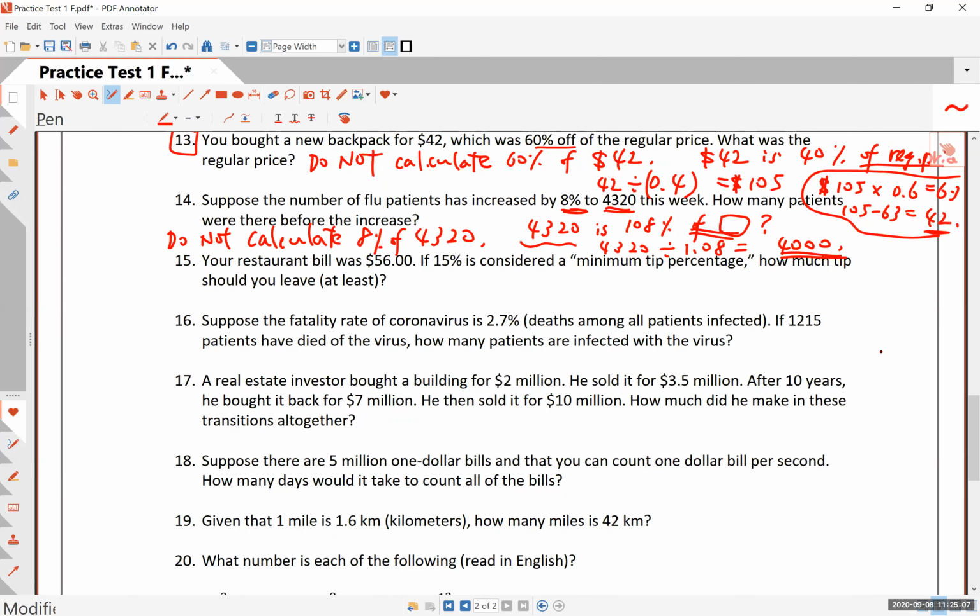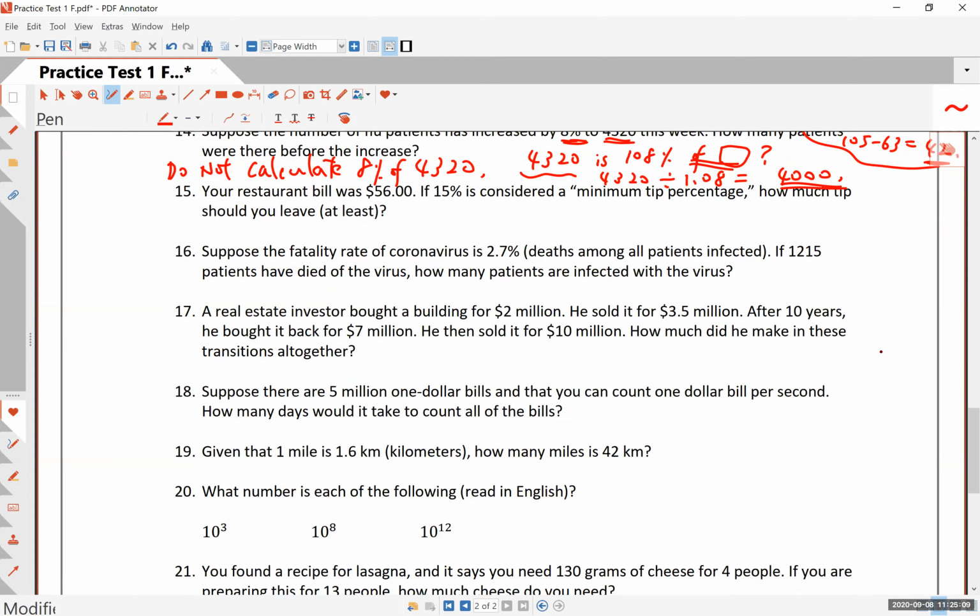Okay, number 15, your restaurant bill was $56. If 15% is considered a minimum tip percentage, which some people still do, I think most people give more, how much tip should I leave? So this is a straightforward question. 15% of 56 is what, right? So 56 times 0.15.